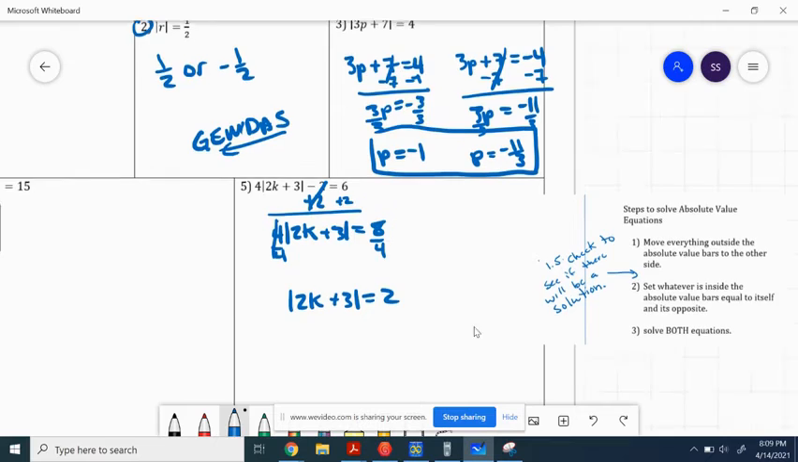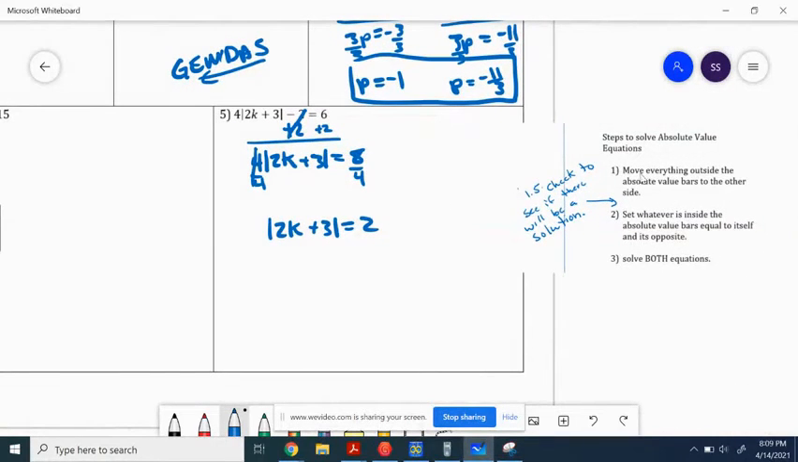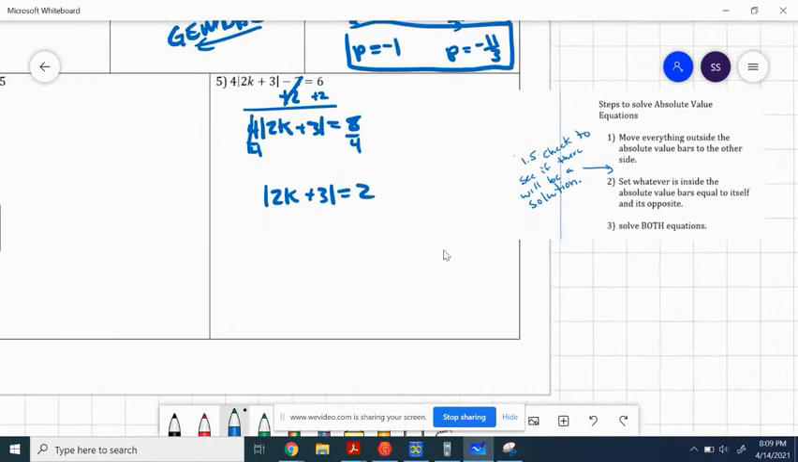Now I've just done step 1. I've moved everything outside the absolute value bars. Now I can check if there's a solution. That's step 1.5. This 2 is positive, so there will be a solution.